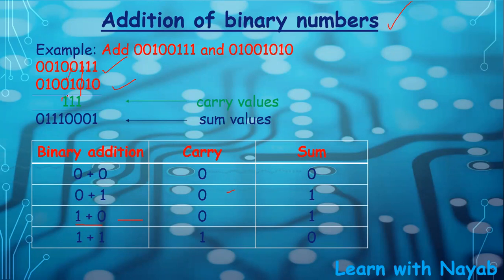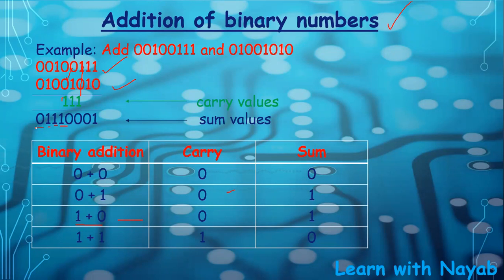So what we're going to do is, 1 plus 0 always equals 1, and there will be no carry. Then 1 plus 0 equals 1 and no carry. 0 plus 1 also equals 1, which doesn't have a carry. And 0 plus 0 equals 0, and that doesn't have a carry.